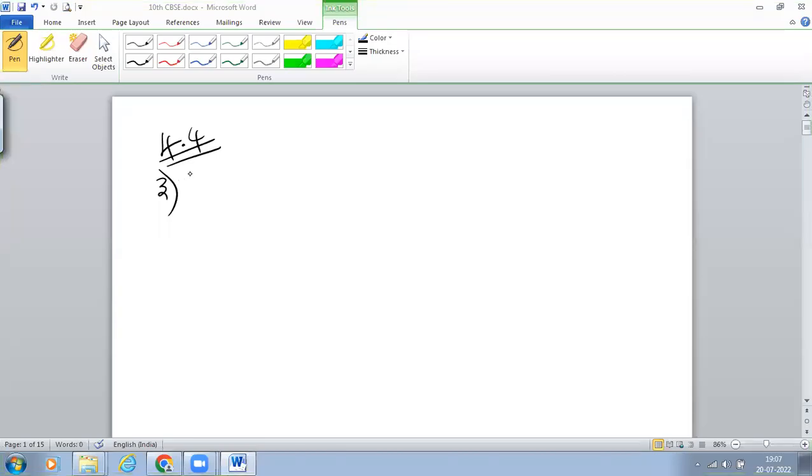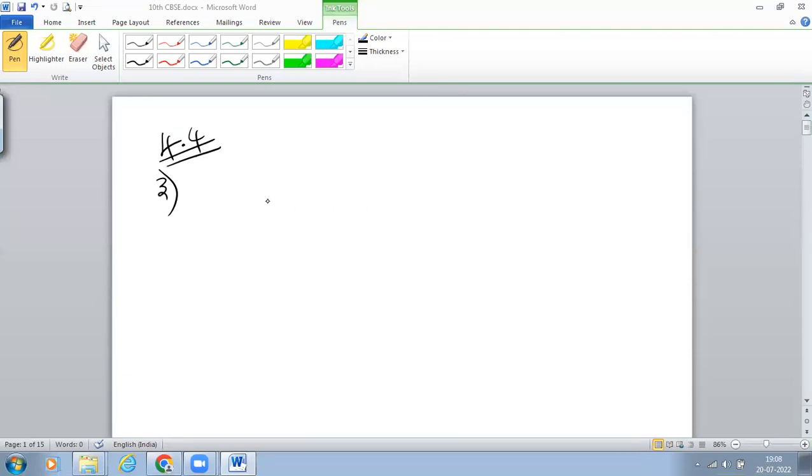Exercise 4.4, question number 3. I'll read the question first. Is it possible to design a rectangular mango grove whose length is twice its breadth and the area is 800 meters square? What they're asking is whether we can form a rectangular shape where the length is twice the breadth and the area is equal to 800 meters square. Is it possible?